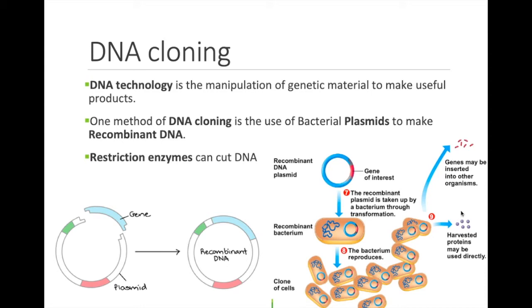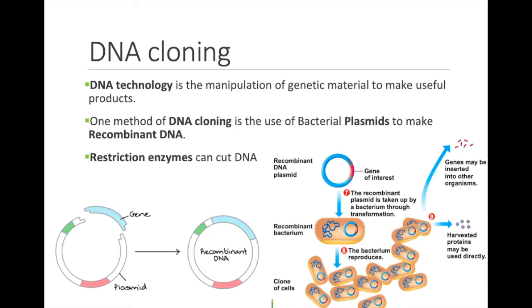So we can either take the genes out themselves, or we can collect the proteins that are made as a result. So for the case of insulin, the protein insulin is produced by the bacteria and then collected to be made into pharmaceuticals. And then that insulin can be sold to diabetics.